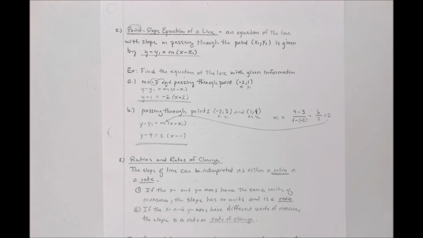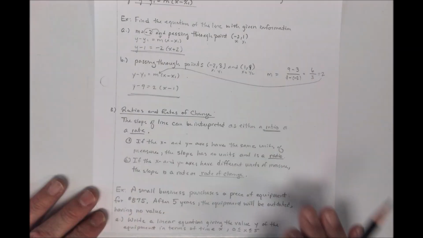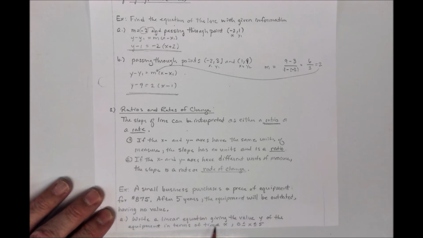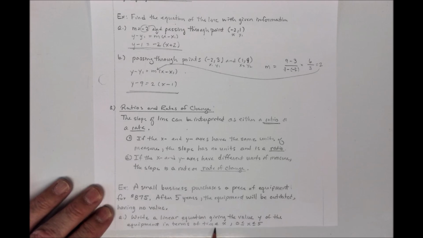All right, a small business purchases a piece of equipment for $875. After 5 years, the equipment's going to be outdated and it's not going to have any value. So in the first part here, we're to write a linear equation giving the value y of the equipment in terms of the time x. And notice here, oh, you can't see that, can you? Here we go. After 5 years, the equipment will be outdated, having no value, and we're going to write a linear equation giving the value y of the equipment in terms of the time x, x being in terms of years and y being in terms of money, and x is between 0 and 5 because it has no value after 5 years. It's not going to have negative value.